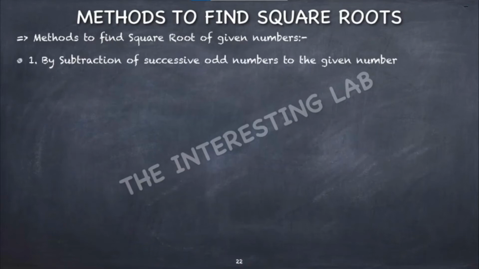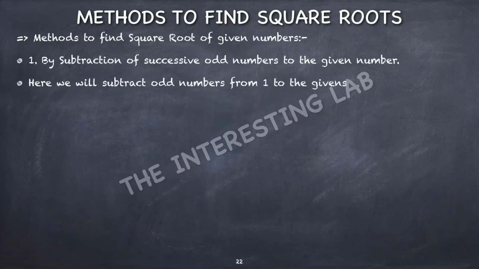Simply, in the continuous division method, we divide the given number until the remainder is 0. But here we will subtract instead of dividing, and the number of steps taken to get 0 is the root. Here is an explanatory example.